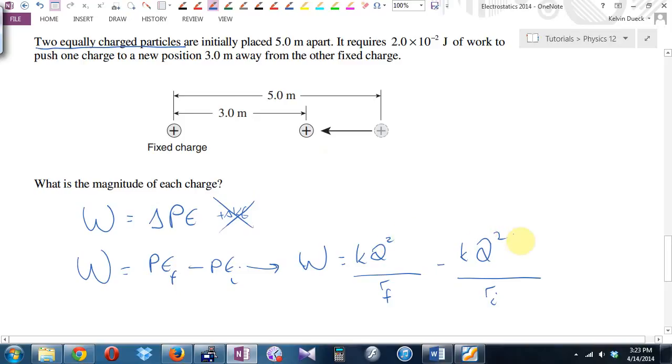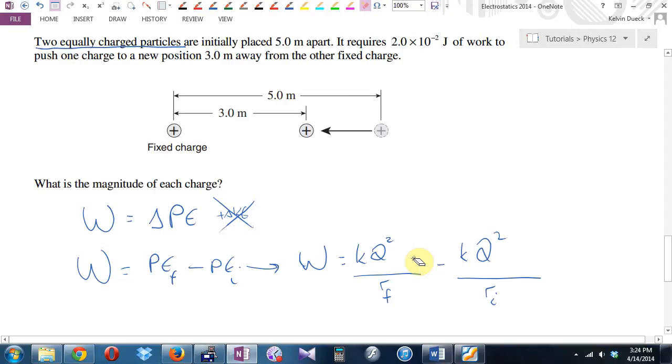Let's double check. Did they tell me how much work? Yep. Do I know K? Yep. Do I know the final radius? 3. Do I know the initial radius? 5. You know what? The only variable in here is Q. I should be able to solve this. Might not be pretty, but I should be able to solve this somehow, I hope.